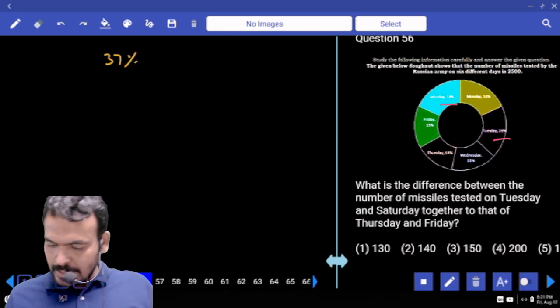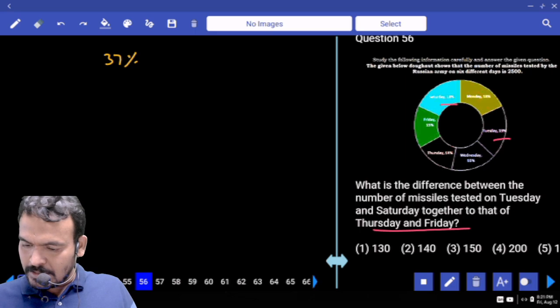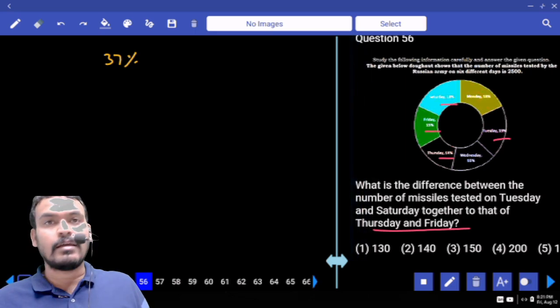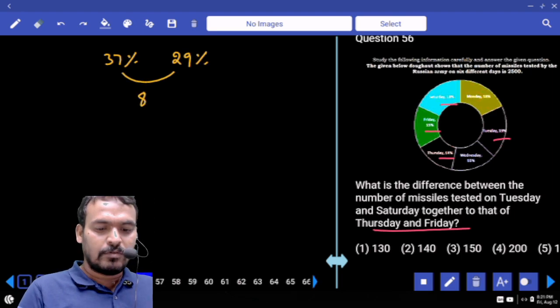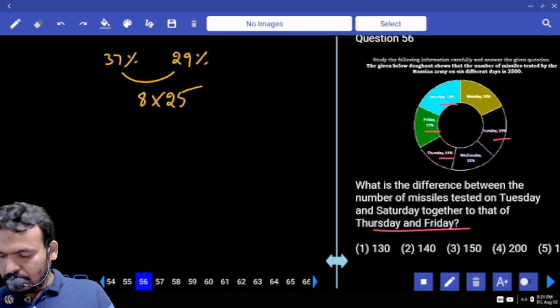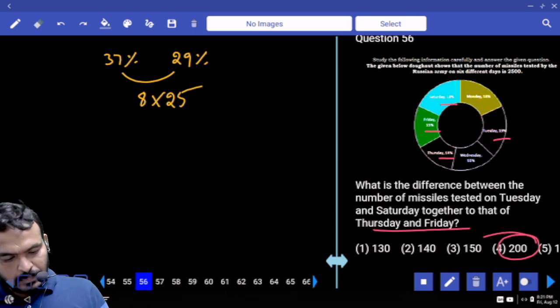37%. Next, Thursday and Friday. Thursday? 14. Friday? 15. Total? 29. Difference? 8%, or not? But we required 8 into 25, or not? What is the answer? 200, or not?